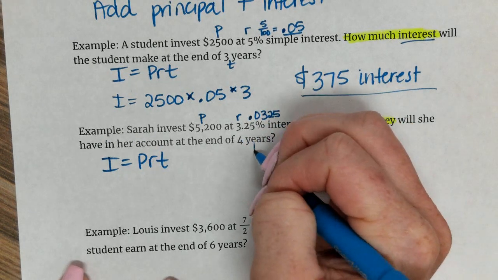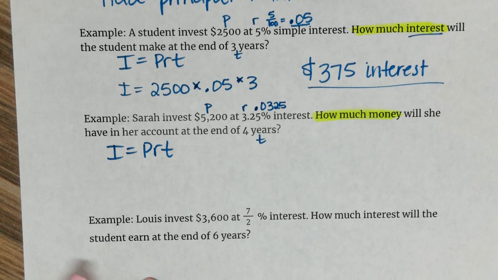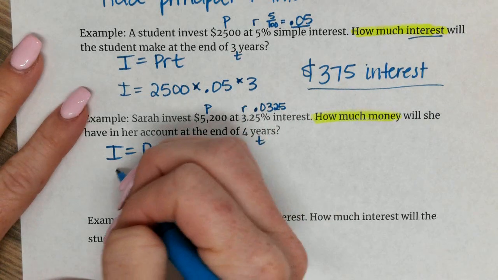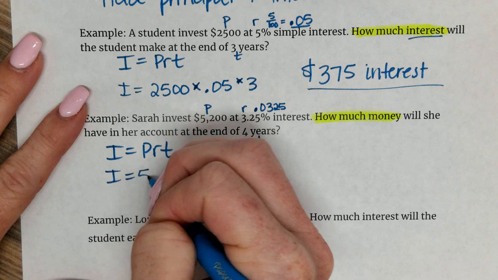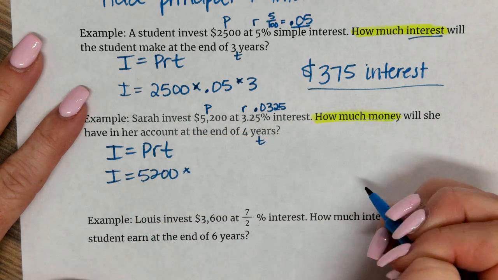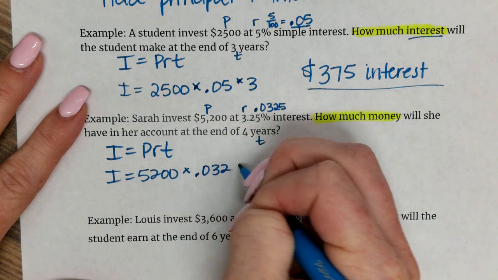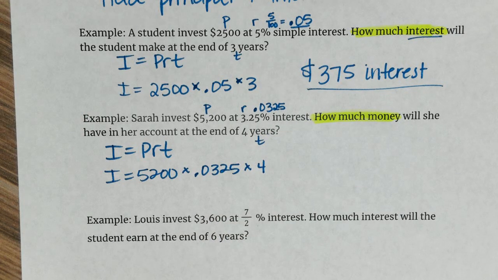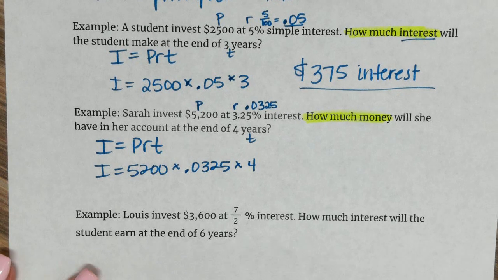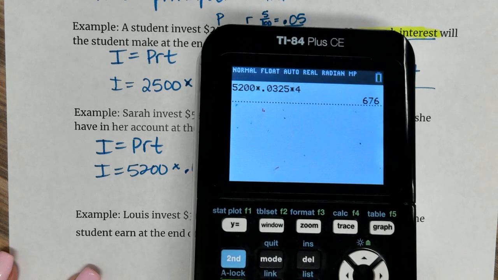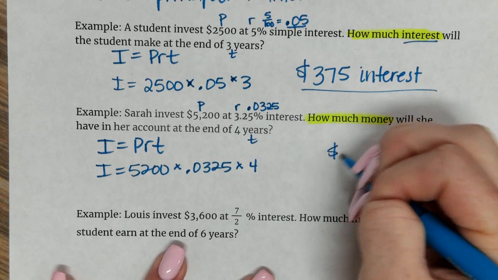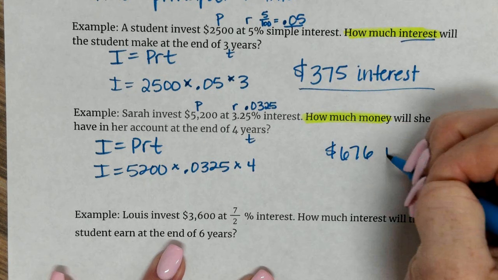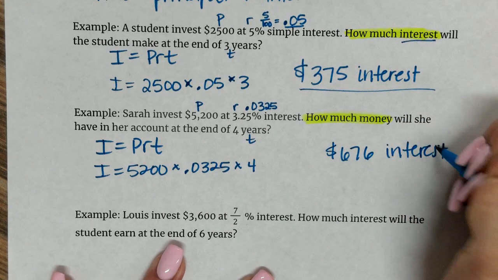And here is my T, my time. So I'm going to do I equals 5,200 times 0.0325 times 4. Okay, what'd you get? $676. But what is that answer for? That's the interest.